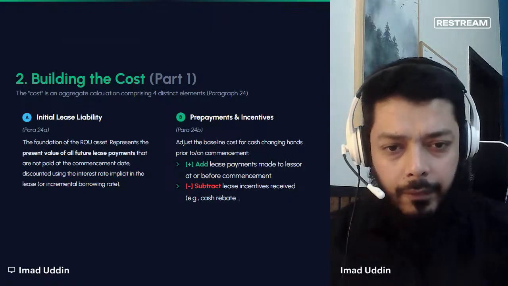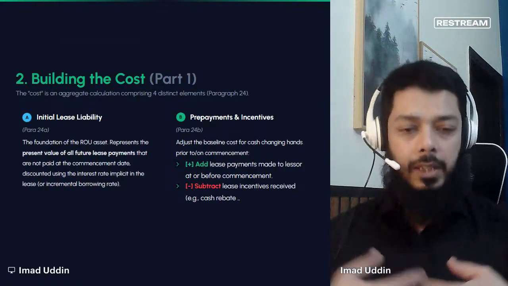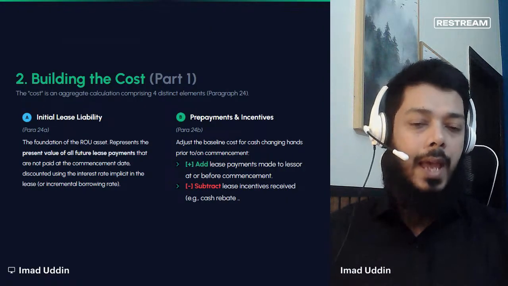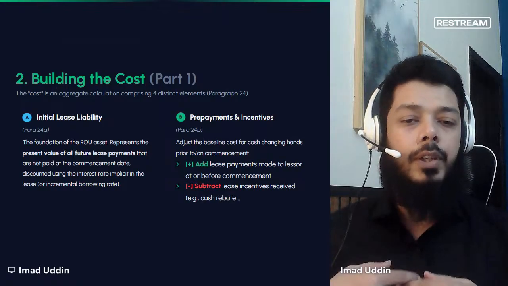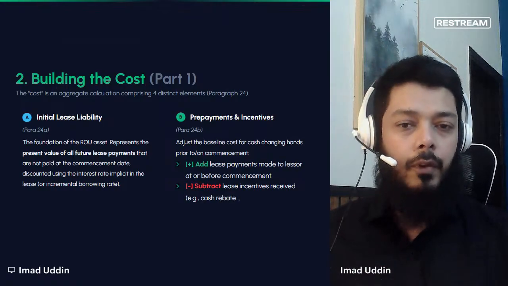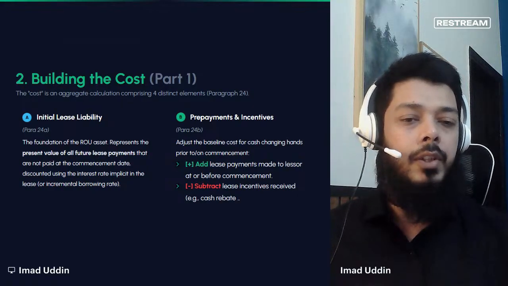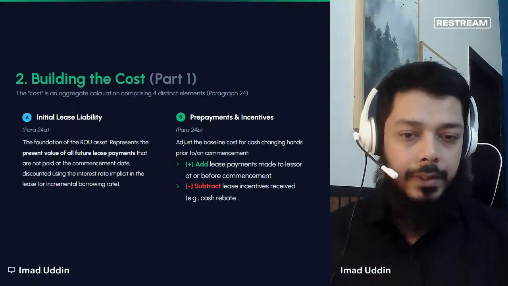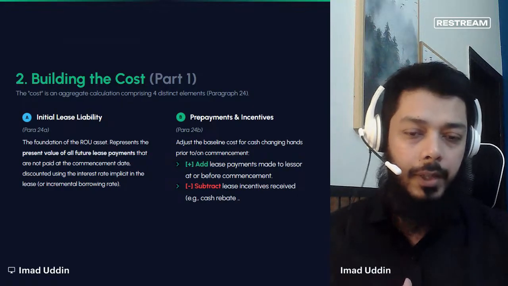In the same way, if we have received any lease incentives from the lessor, for example cash rebates, we have to reduce or deduct that from the cost at which we initially recognize the right of use asset.